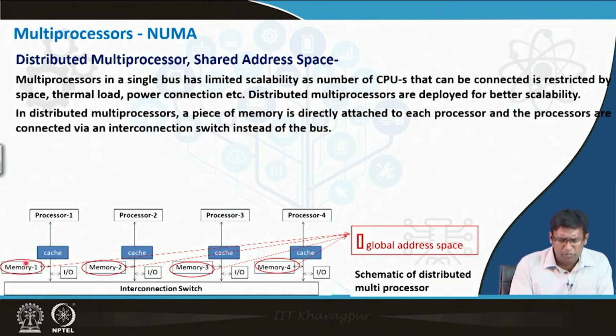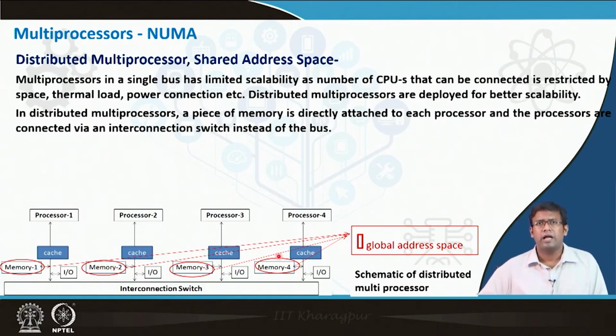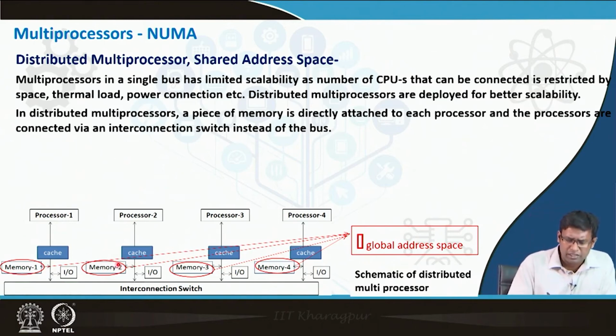So there is a global address space whose some part is residing here, some part is residing here, and so on. If a processor needs to access data, the request goes to the interconnection switch, which looks into the data. Though they are physically different memories connected to different processors, they point to the same address space.